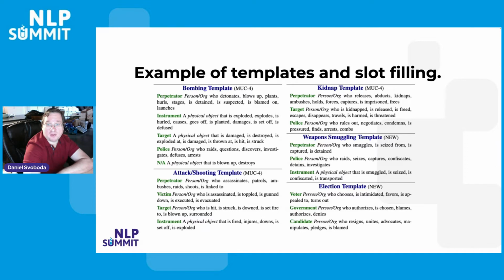If we were to have a weapon smuggling template, we would have for one slot filling a perpetrator, and he would be in a personal organization, who smuggles, is seized, captured. We'd have police slot filling, someone who raids, seizes, captures, confiscates. We'd have an instrument, such as a physical object that is smuggled, seized, or confiscated. We'd have election templates. So, election templates, you would have slot fillings for voters, for governments, for candidates, etc.